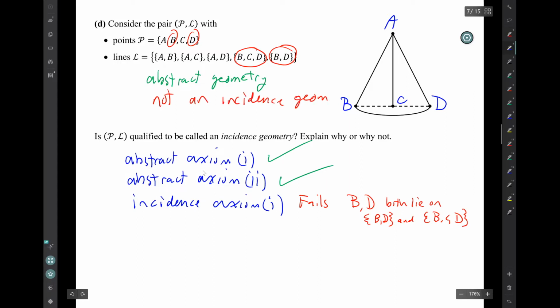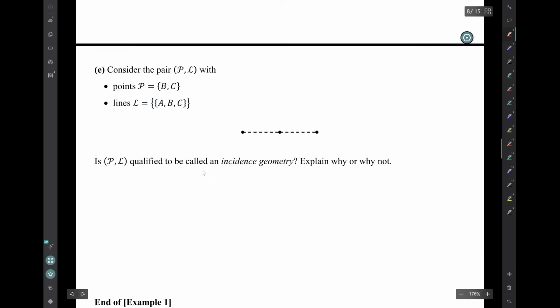Now just for kicks, let's consider if this abstract geometry would have passed Incidence Axiom 2. Do there exist 3 non-collinear points? Well, yes, A, B, C are non-collinear. So it passes Axiom 2, but it fails Incidence Axiom 1, so it's not an incidence geometry.